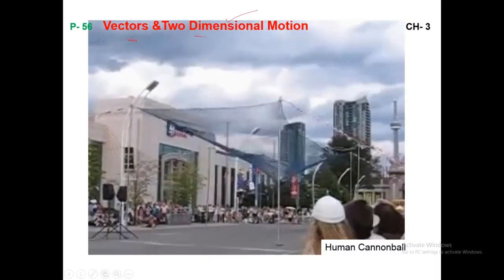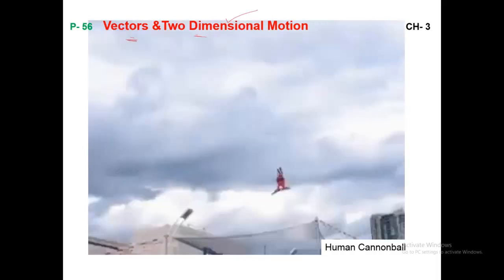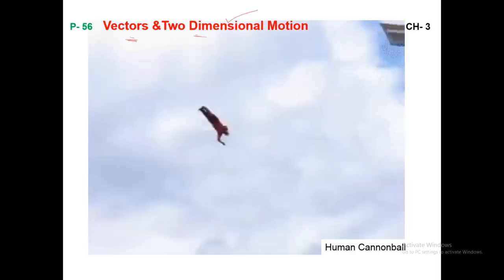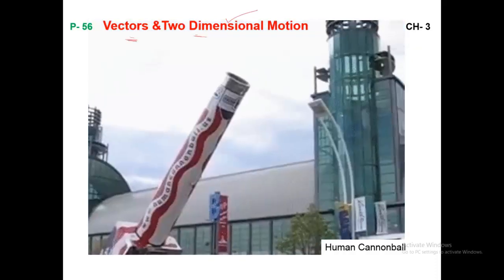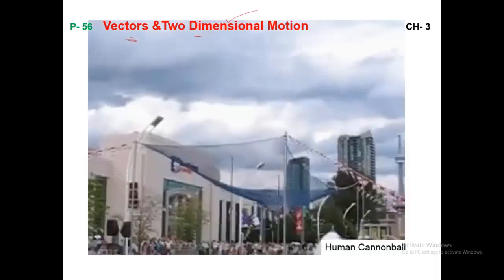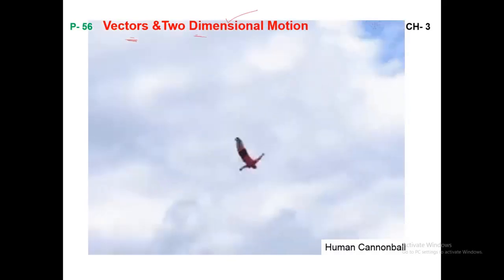As you see in this animation, this is an event on the border between the States and Mexico, and there is one launcher. A person is launched and he goes to the other side of the border.